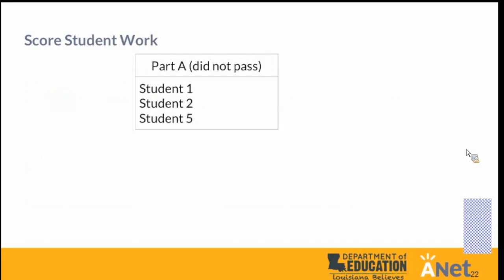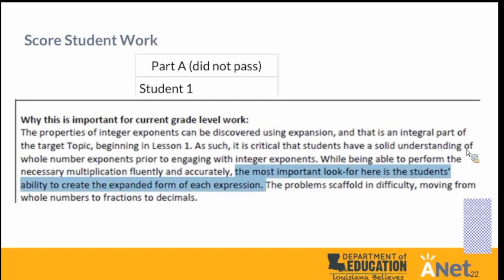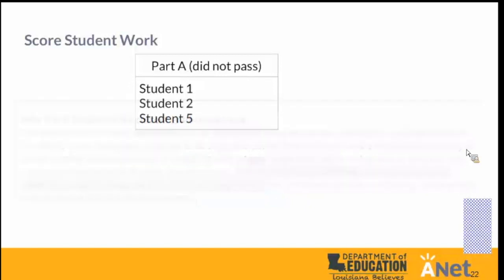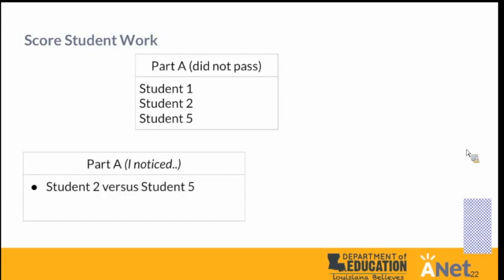Another piece that's helpful for our grading comes from the end of the diagnostic tool, on the page marked remediation guidance. It also provides some additional information about what you're really looking for in the student work to see if a student's ready for grade level material or not. In this case, the tool tells us that the most important look-for is students' ability to create the expanded form of each expression. So when I consider that information, I do see that there are 2 different groups of students here. Student 2 versus students 1 and 5 have different entry points. And here's the example of the work on the screen to show what that means.